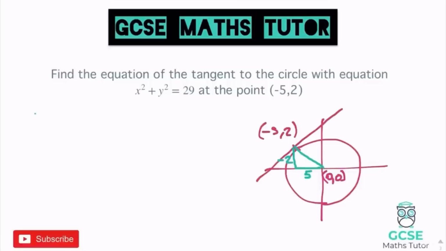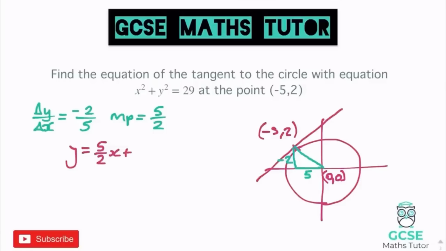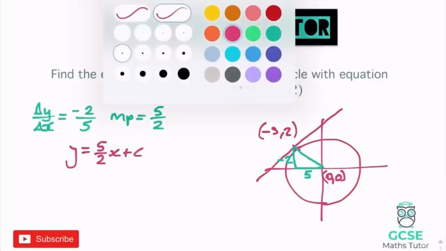So the change in y over change in x is negative 2 over 5, which means we can get our perpendicular gradient again. Flipping it over gives us 5 over 2. And again, it turns it from negative to positive. There we go, so not too bad. Now we can put that into our line equation. So y equals 5 over 2 x plus c, and then we can go about subbing our coordinate in just like before.